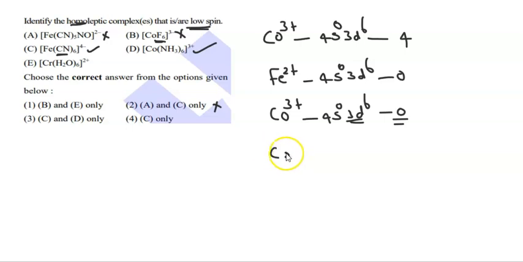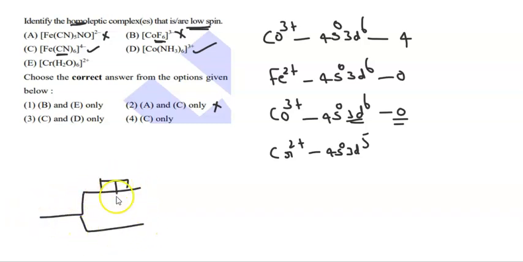Cr(H2O)6: the Cr oxidation state is 2 plus, 4s0 3d5 configuration. It is an octahedral complex, so you get the eg orbitals at the top and t2g orbitals at the bottom. 5 electrons are there, 1, 2, 3, and H2O is a weak field ligand. So 5 unpaired electrons are there. Here it is a high spin complex, not a low spin complex. C and D are the correct answers for this question. Option 3 is the correct answer.